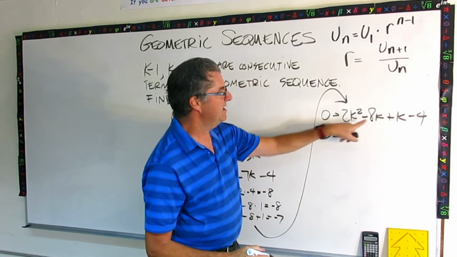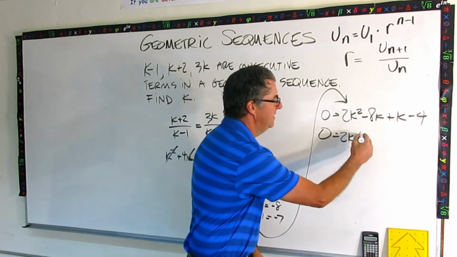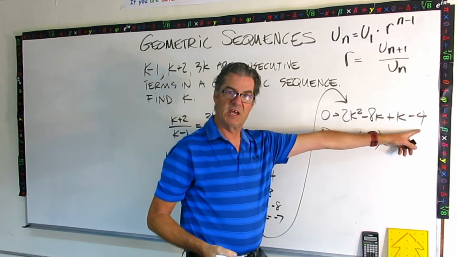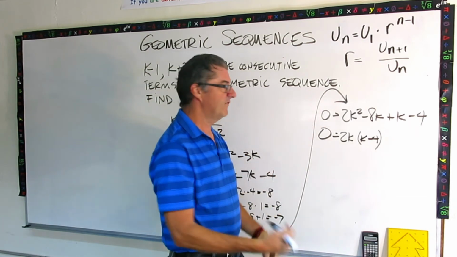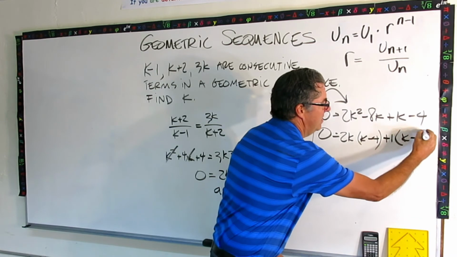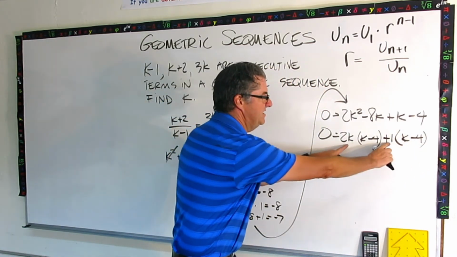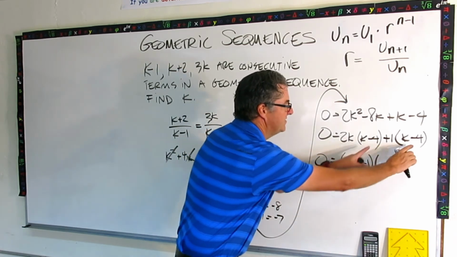So there's a 2k in both of those. So that's going to be 2k times what's left, k minus 4. Now, we notice we already have a k minus 4 over here, so we're in good shape. We can factor out a 1 from that. So this becomes 1 times k minus 4. So now we're ready to finish our factoring. It's these two, 2k plus 1 times this one.